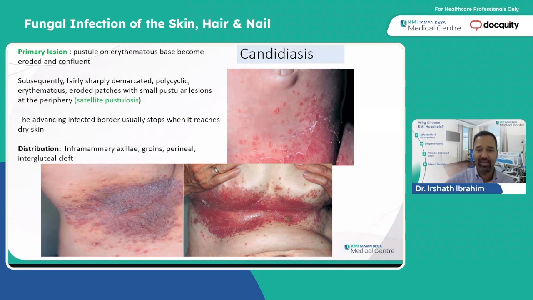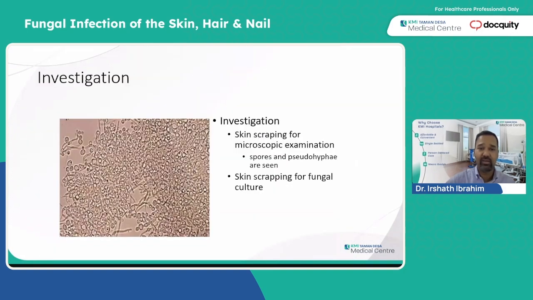So if you're not sure whether it's tinea corporis, try to look for pustules. They might be present. It's also very sharply demarcated. It can be polycyclic like tinea corporis. If you're doing an investigation, this is how the fungal spores look on skin scraping. Pseudohyphae are seen. These are all hyphae.